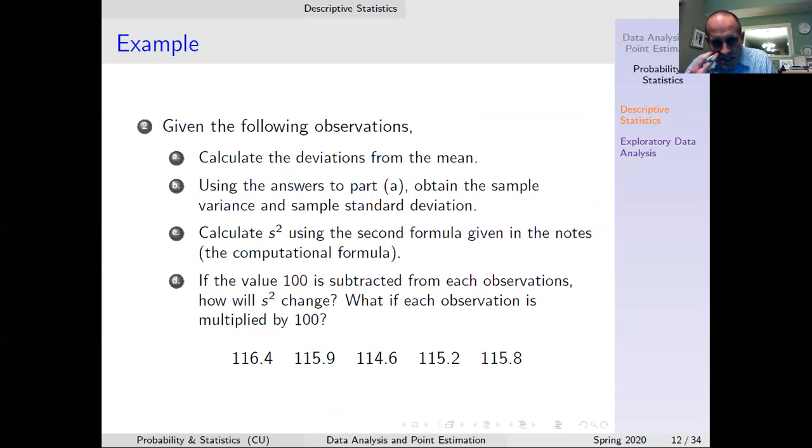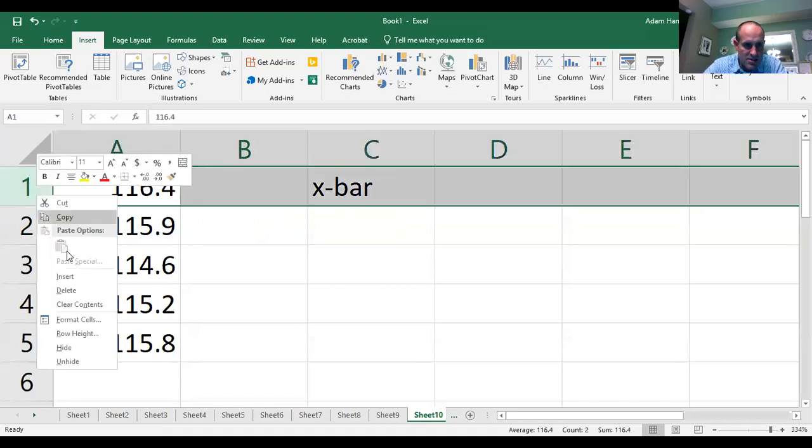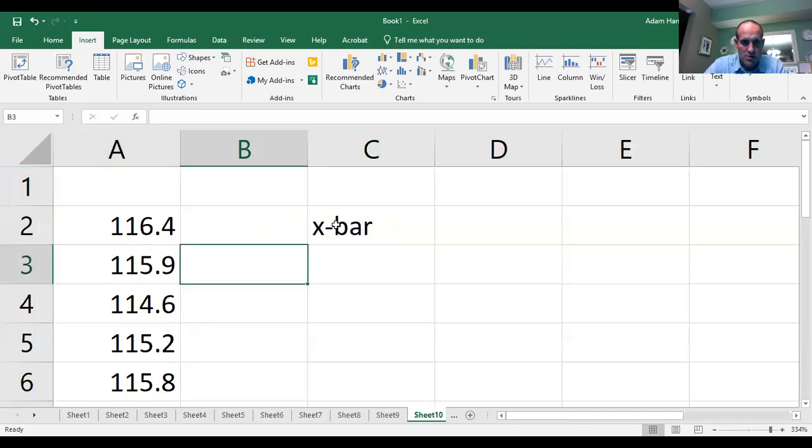So we'll take this data and we'll work it out in Excel. I'll be right back with you. All right, we are over in Excel. I copied the data over, and my goal is to compute the sample variance.